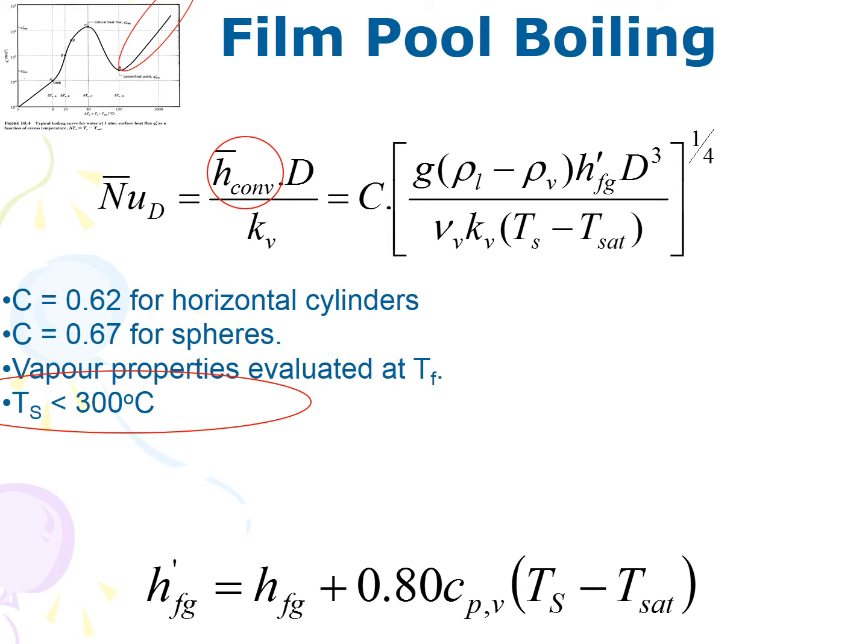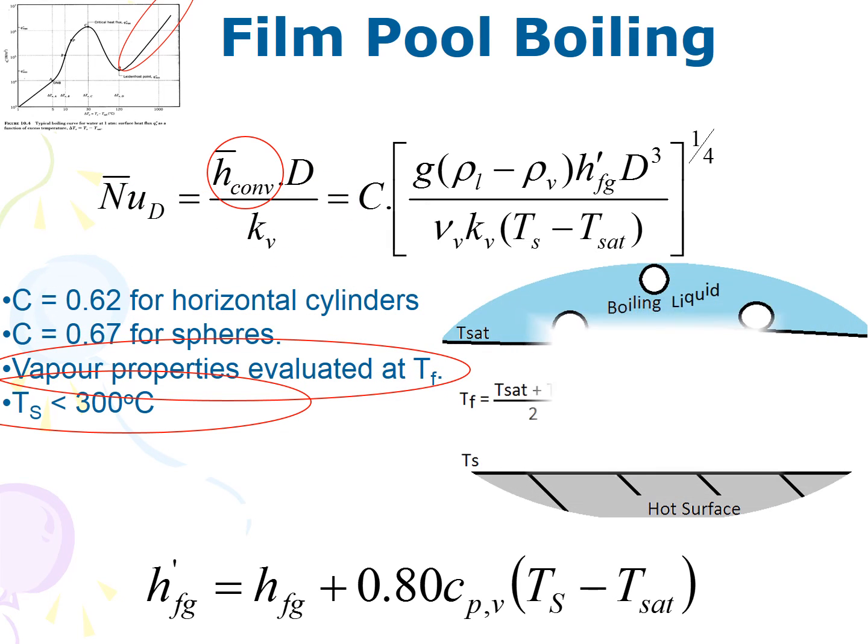The vapor film is at a temperature of Tf, the film temperature. The film temperature is equal to the temperature of the boiling liquid, Tsat, plus the temperature of the surface, Ts, divided by 2. You need to obtain the vapor properties at the film temperature. The boiling liquid is at the saturated temperature, hence you need to obtain the density of the liquid at the saturation temperature, or Tsat.